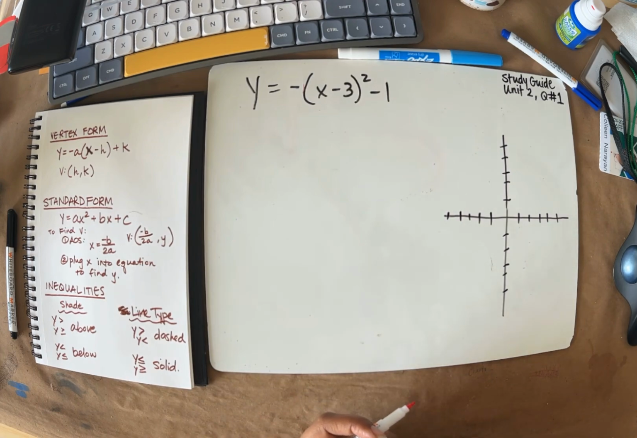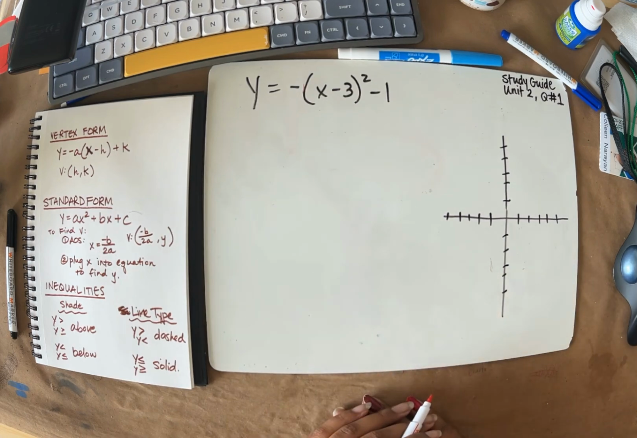Welcome to your study guide. We're talking about Unit 2. I'm only going to go over a few questions. This one is going to be based on graphing our vertex form.